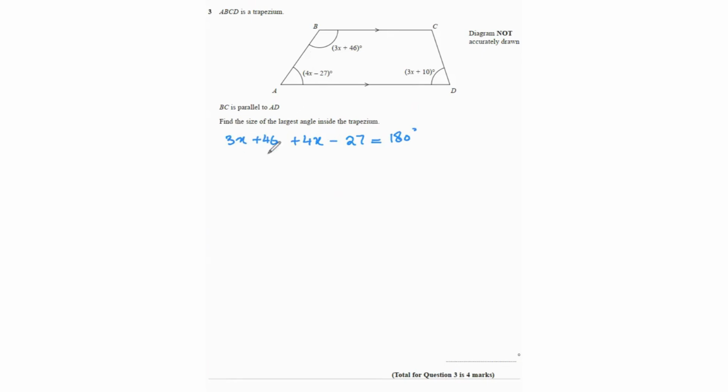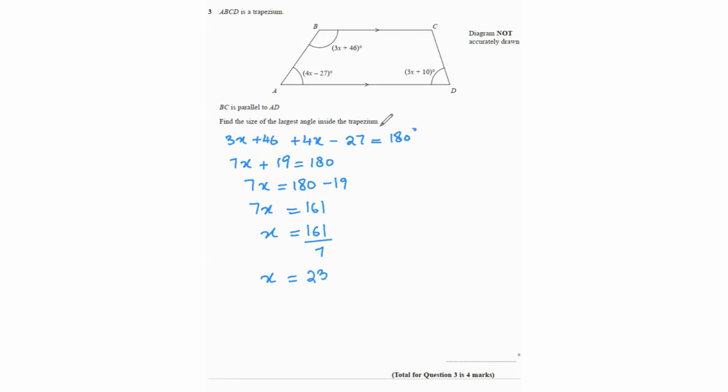So then we have to collect the like terms, 7x plus 46 minus 27, which is going to give us 19. Then 7x equals 180 minus 19. That's 161. And then x is 161 divided by 7, which is going to give us 23.